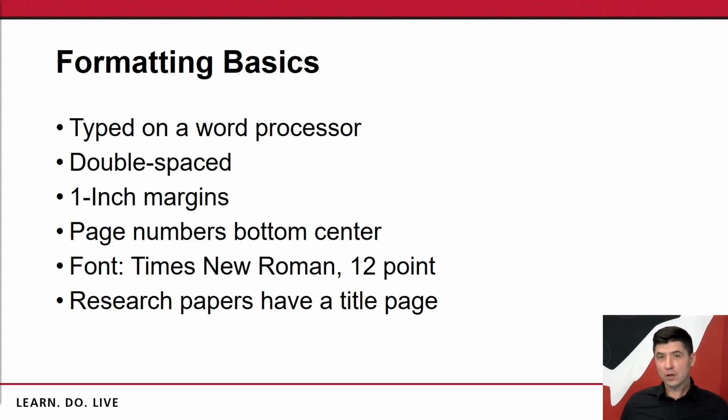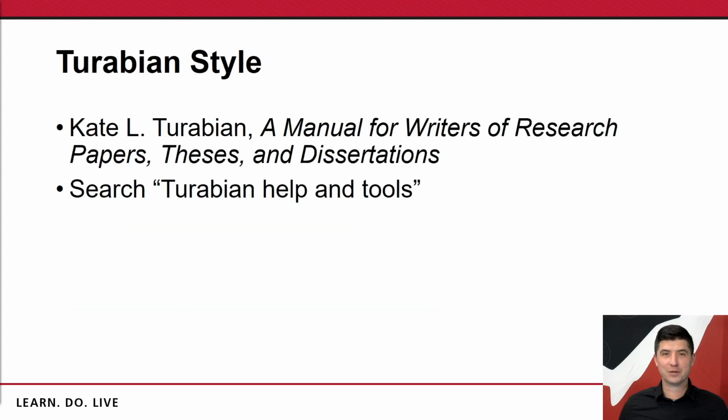Now, a more full explanation of the requirements of formatting a paper follow particular styles. The style that I prefer and my discipline prefers, the discipline of musicology and music history, is the Turabian or Chicago style. The Turabian style was codified by Kate L. Turabian in her book, A Manual for Writers of Research Papers, Theses, and Dissertations, which was first published in 1937 and has had many editions since.